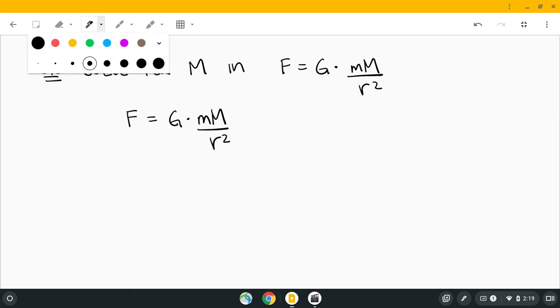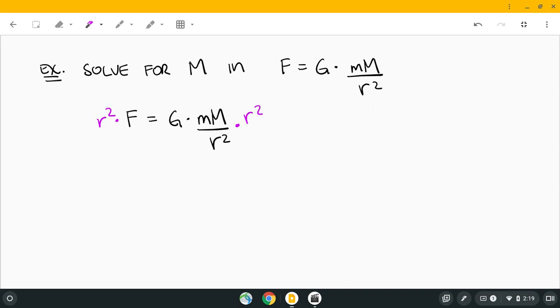Okay, so we do have a fraction, so I'm going to clear my fractions. I'm going to multiply both sides by the LCD, which is r squared. Multiplying both sides by r squared will get rid of that part. Okay, so we are working our way to getting the capital M by itself. Multiplication is commutative, so I am going to write the capital F first. It doesn't matter.